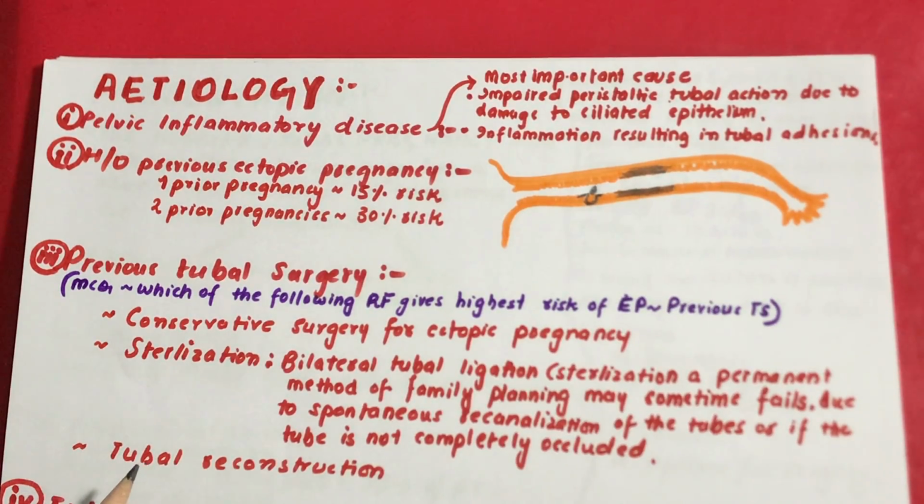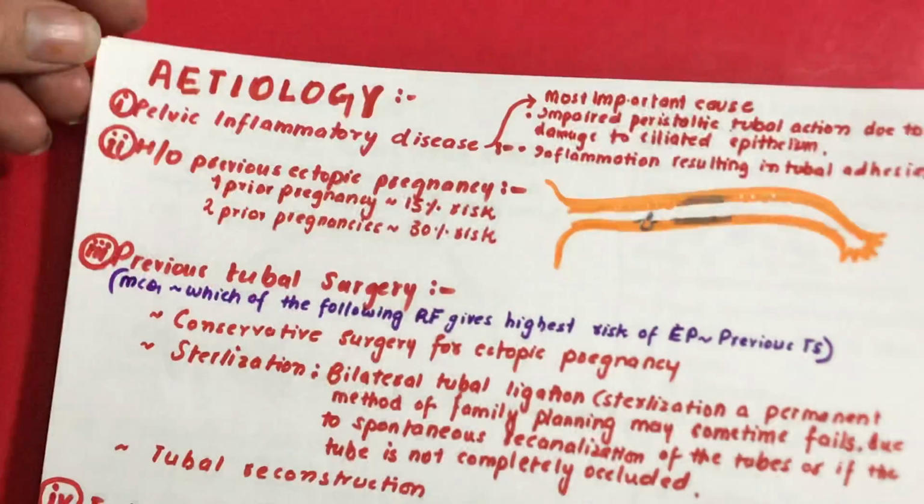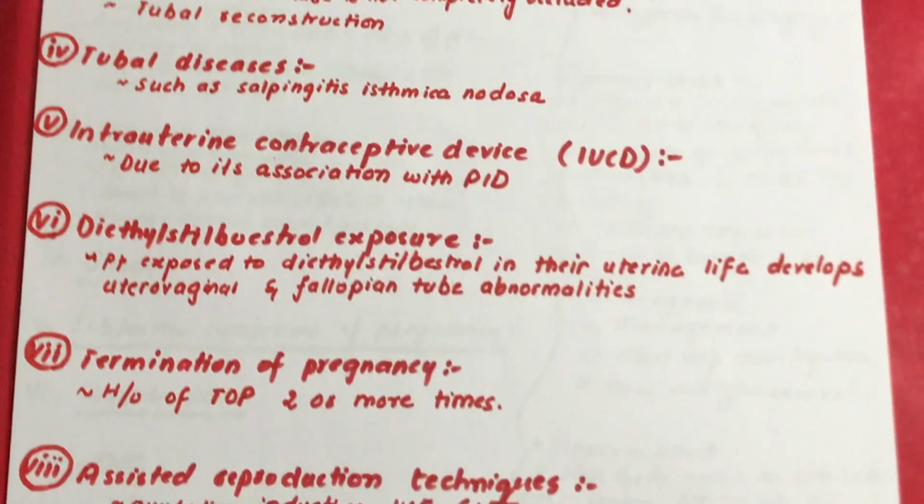And then tubal reconstruction. Pregnancy subsequent to reconstruction surgery for tubal blockage is at an increased risk of fallopian tube ectopic pregnancy. When the patency of the fallopian tube is established, the lumen remains narrower than normal and the tube wall elasticity is decreased due to the scar tissue. So what are the other causes?